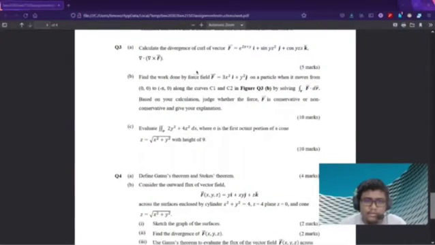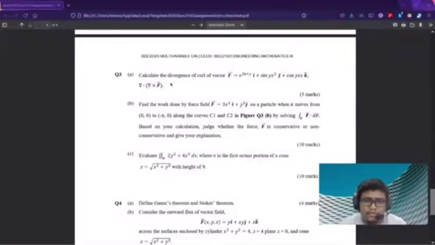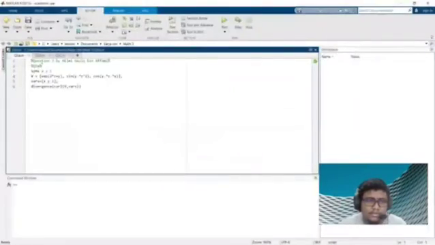Okay, so today I would like to share how we simulate the calculation in software, which is using MATLAB. I took part in question 3, where the first question is to calculate the divergence of curl of vector f. So we're using the MATLAB simulation. This is my simulation for question 3A.